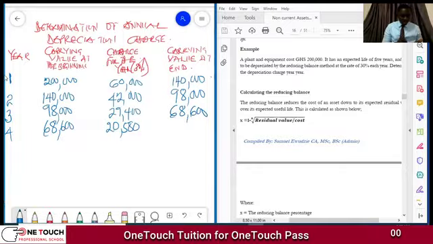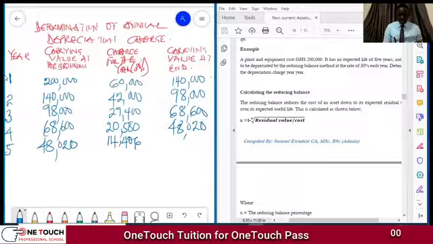So 68,600 minus 20,580 gives us 48,020. So the fifth year, 48,020 times 30%, that is 14,406. Okay, so the carrying value at the end, 48,020 less 14,406, that is 33,614. Good. So we have to determine the depreciation charge for each year.